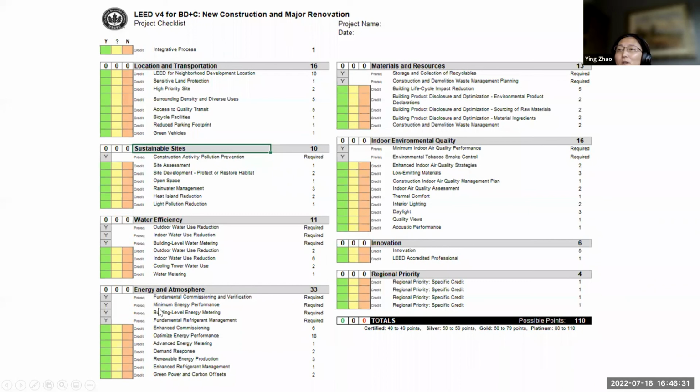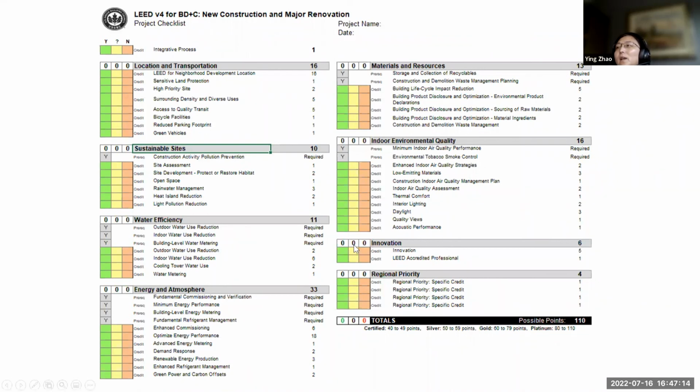For energy, you see that they have commissioning requirements. They have energy performance, which carries a lot of the weighting. That combines all the energy performance considerations of the building. And they have enhanced commissioning, metering, demand response, renewable energy, and also refrigerant management to reduce greenhouse gas emission, and green power and carbon offsets we just introduced. These cover all the typical considerations for energy and the atmosphere.